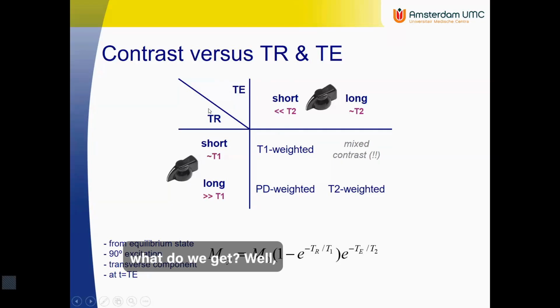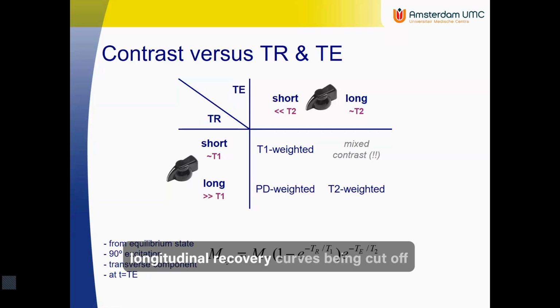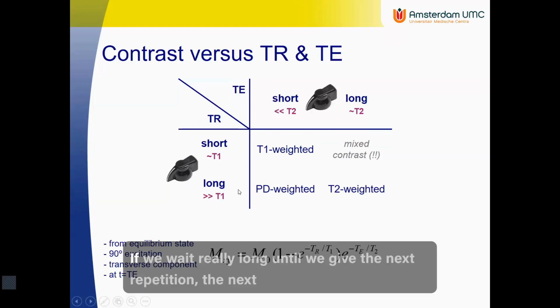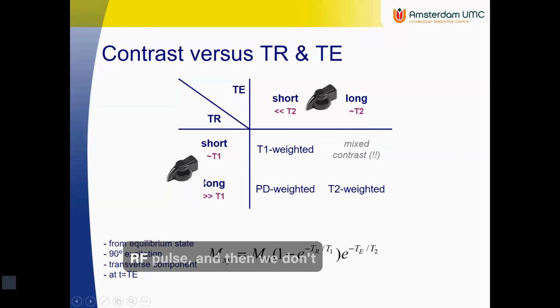Now what do we get? Well, if we have a short repetition time, short meaning roughly the order of magnitude of T1 of the tissue, then we have the longitudinal recovery curves being cut off at the point where the decay curves split up. And at that point in time, if we use the next RF pulse, we get a T1 image. If we wait really long until we give the next repetition, the next RF pulse, then we don't get a T1 weighted image, but we do get the default contrast, which is proton density.